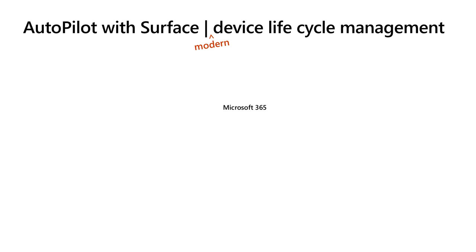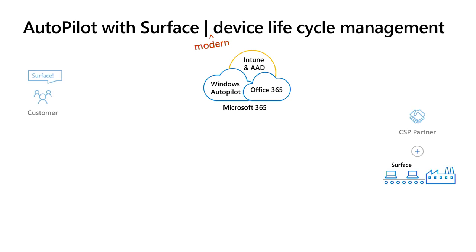So I also want to level set a little bit on this entire life cycle. So you think about a device life cycle from purchase to end of life, and you put this into the context of a Surface device. Again, we're going to leverage services like Windows Autopilot, Office 365, Intune, Azure Active Directory. But when a customer orders a Surface device from us, that reseller can be designated as a CSP partner.